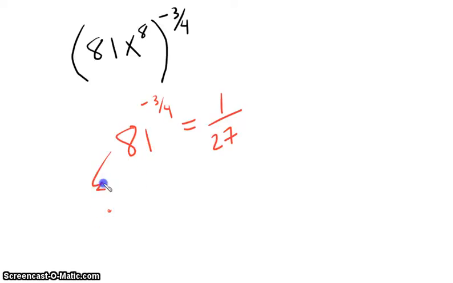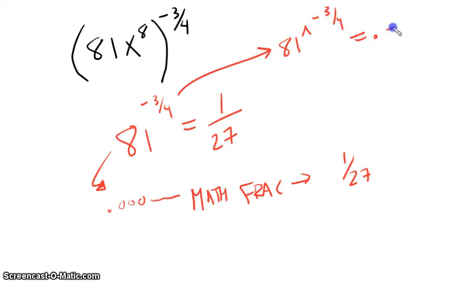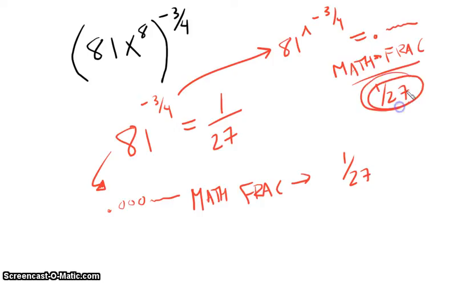So my calculator is going to give me some decimal, whatever it happens to be, I don't even know. And then I go math, frac, and it will give me 1 over 27. So again, try this in your calculator: 81 raised to the negative 3/4 power, and it's going to give me some ugly decimal. I don't know what it is. Right from here, without pushing any other buttons, I push math, frac, and enter, and I'm going to get 1 over 27.